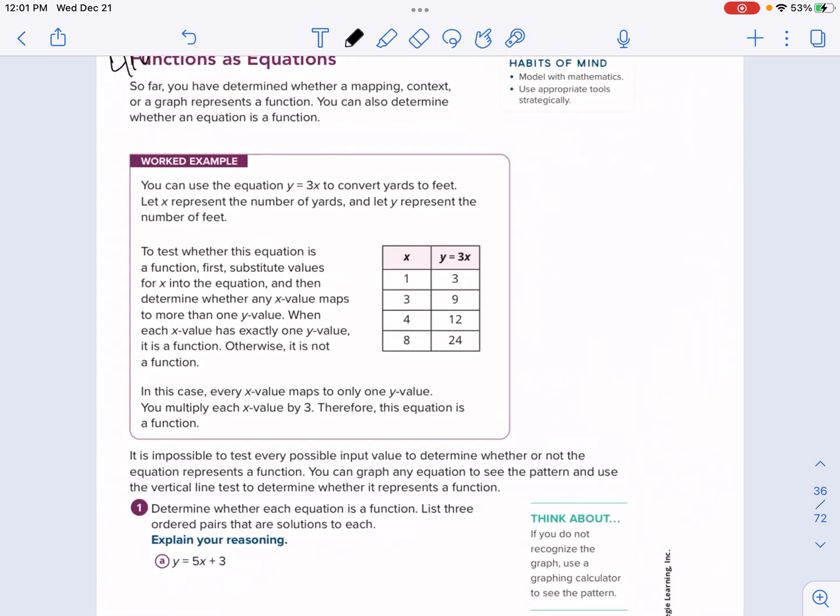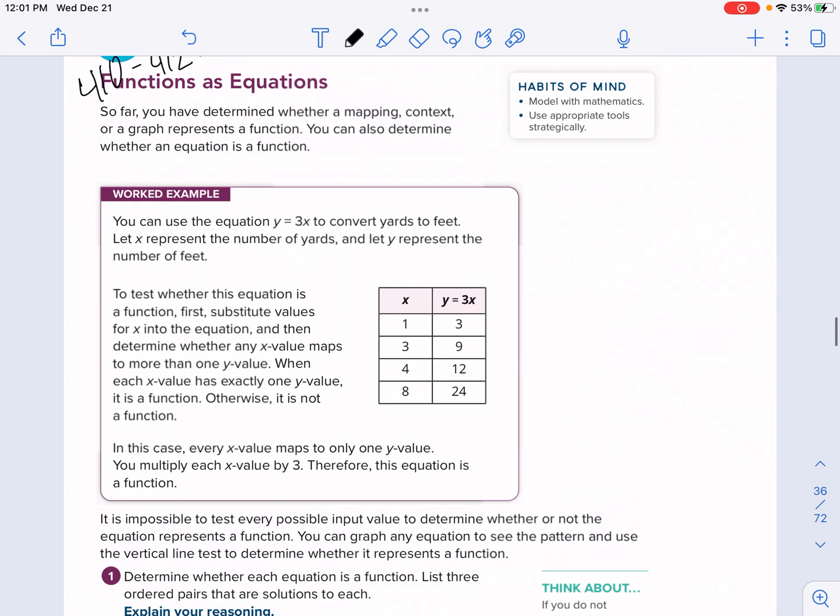So for this worked example, in order to determine if an equation is a function, you can use the equation y equal to 3x to convert yards to feet because there are 3 feet for every 1 yard. To test whether this equation is a function, you first substitute values in for x into the equation, and then determine whether any x value maps to any one y value. And when one x value has exactly one y value, it is a function. Otherwise, it's not a function. We can find a counterexample.